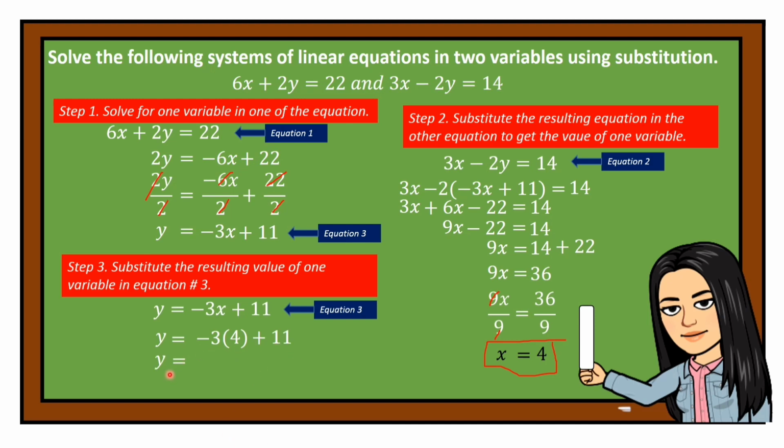So, next, y is equal to negative 3 times 4 is equal to negative 12, copy plus 11. And then, y now is equal to negative 12 plus 11 is equal to negative 1. So, as you can see, our y is equal to negative 1. Since meron na tayong value ng x at saka ng y, our solution is 4, negative 1. So, take note, laging mauna ang x followed by y.